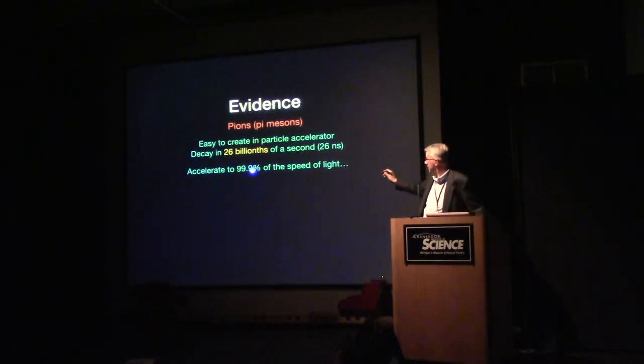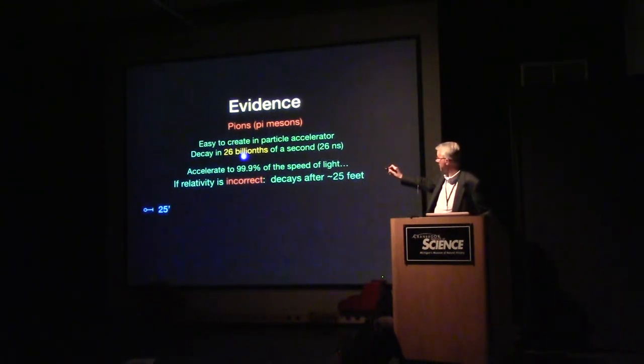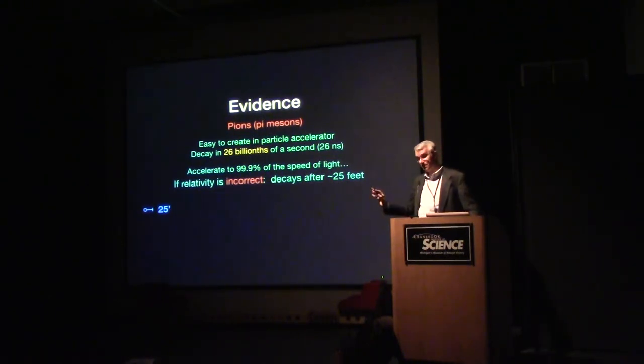If you accelerate to 99.9% of the speed of light, so the question is, in 26 billionths of a second, how far does light travel? Now, I didn't do the math for how far light travels, but it turns out, again, the Great Courses did. So if relativity is incorrect, if Einstein is wrong, in 26 billionths of a second, a particle at 99.9% of the speed of light will travel about 25 feet.